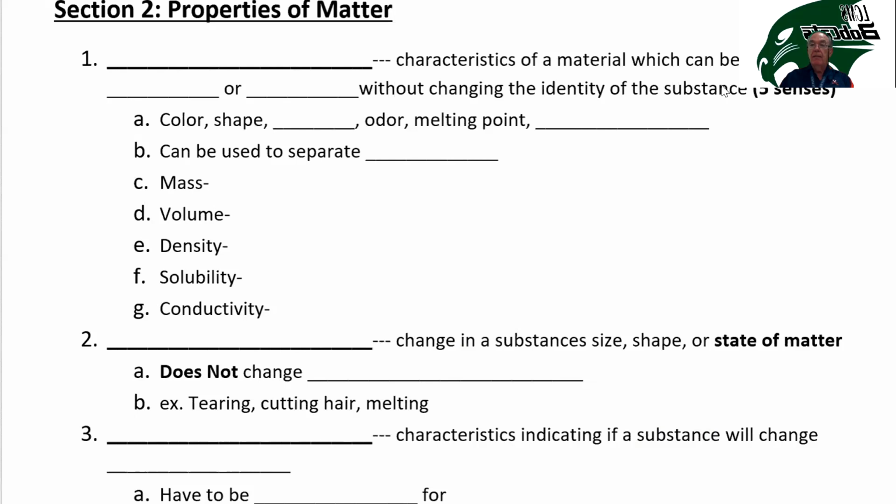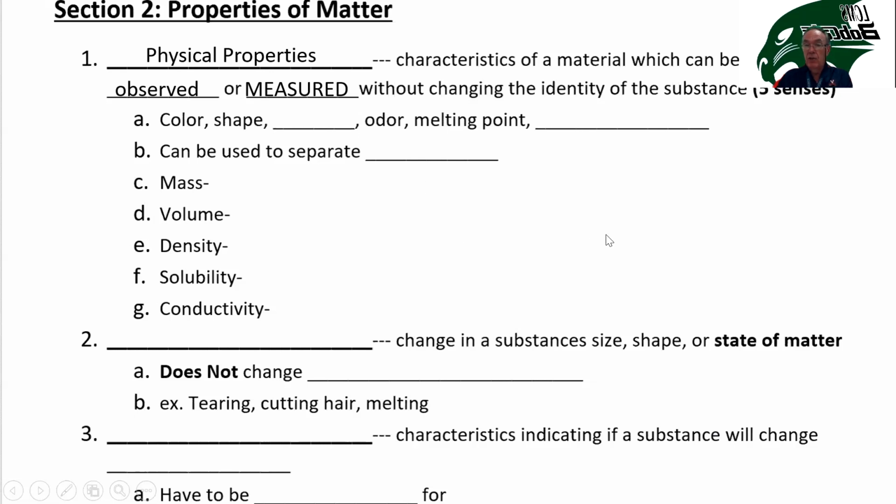Now we have some properties in math, and basically they're broken up into physical and chemical. The first one we're going to start off with is physical properties. It's a characteristic of matter which can be observed, so we can just look at it, or measured. So if I say the room is 12 feet long, that's a physical property of the room. I might not be able to say just by looking that it's 12 feet long, but I can measure it.